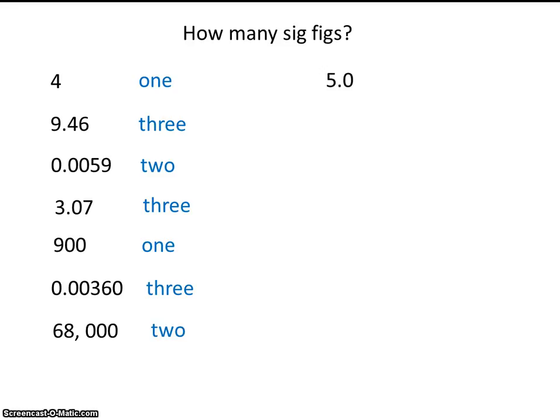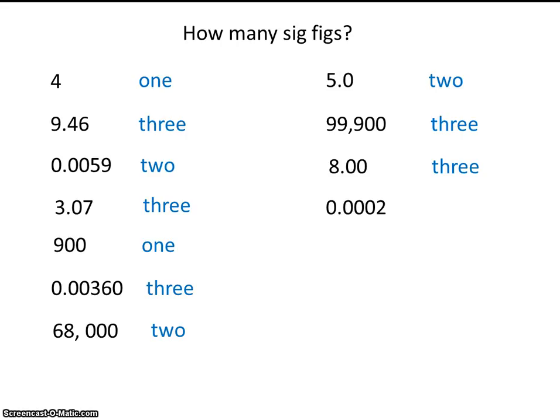What about this number, 5.0? That's right, 2 sig figs. What about this one with those 2 trailing zeros? No decimal place? That means 3 sig figs. Try this one. These are trailing zeros, but there's a decimal place, so 3 sig figs.